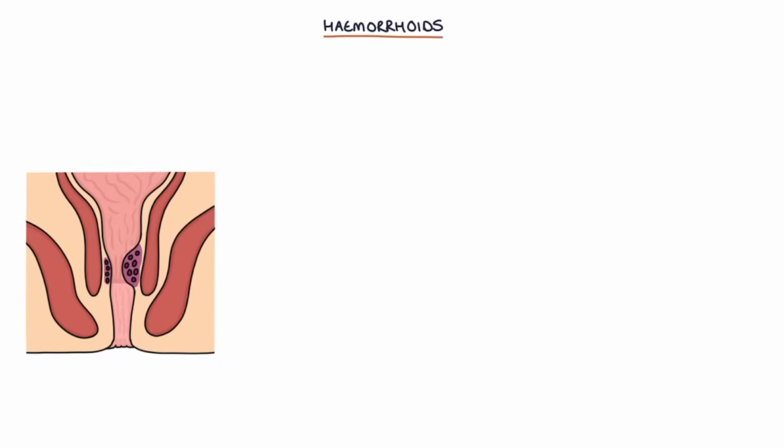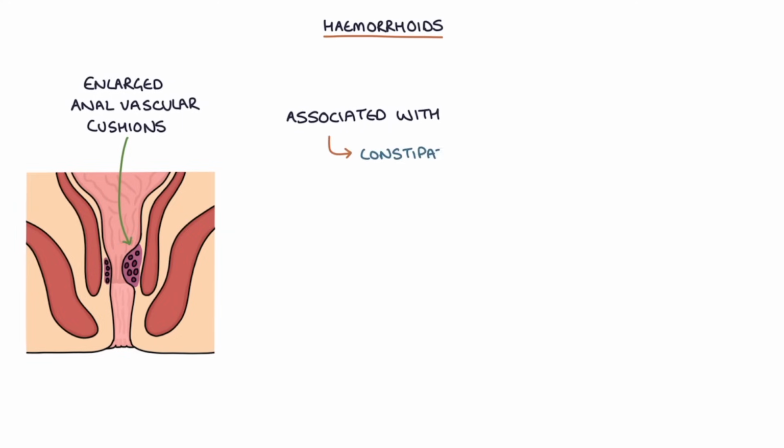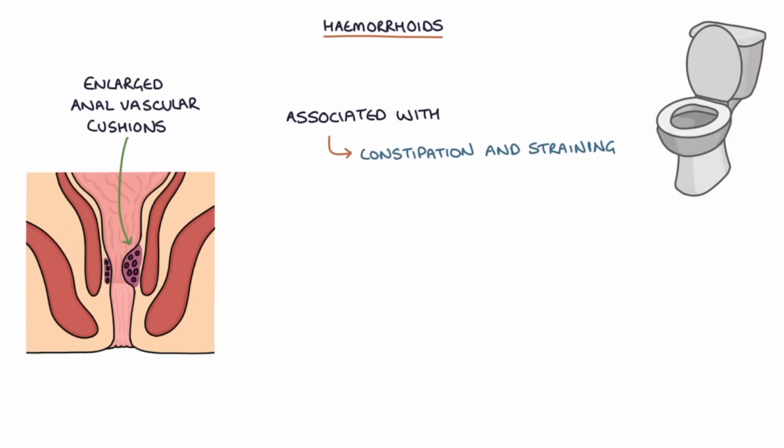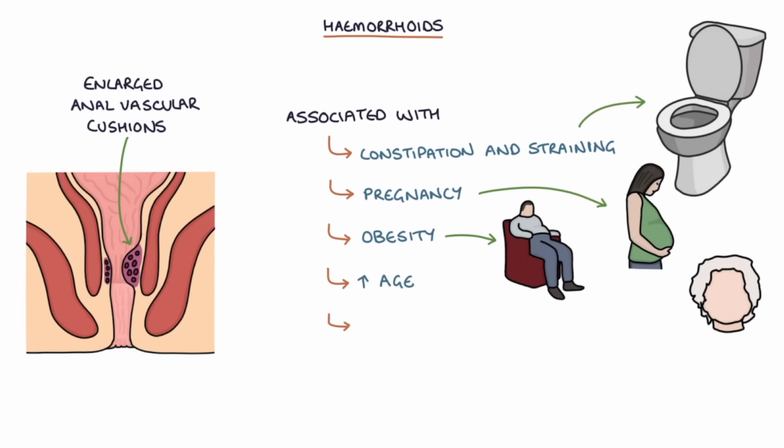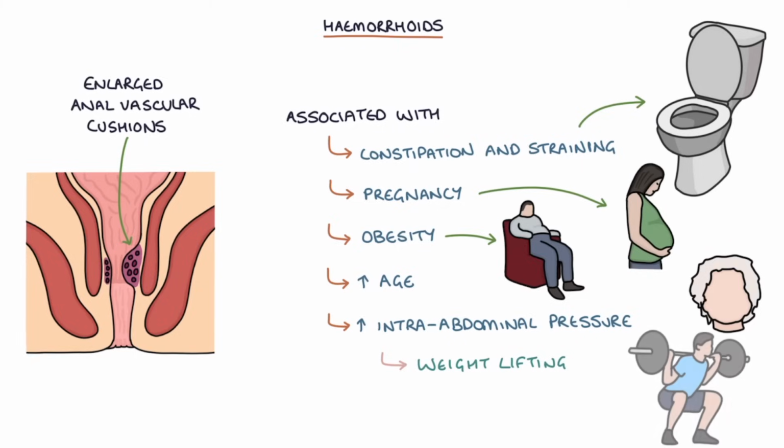Let's talk in more detail about hemorrhoids. Hemorrhoids are enlarged anal vascular cushions. It's not clear why they become enlarged and swollen, but they're often associated with constipation and straining. They're also more common in pregnancy, obesity, increased age, and increased intra-abdominal pressure, for example from weightlifting or chronic coughing.